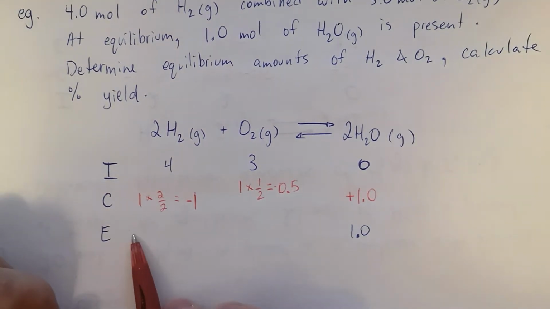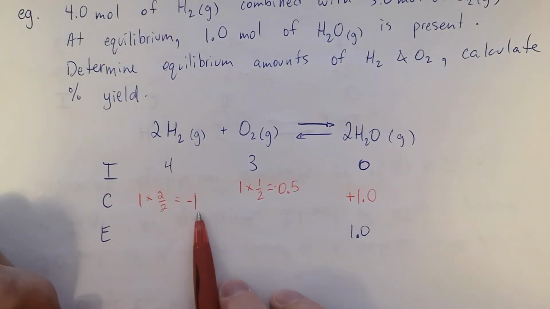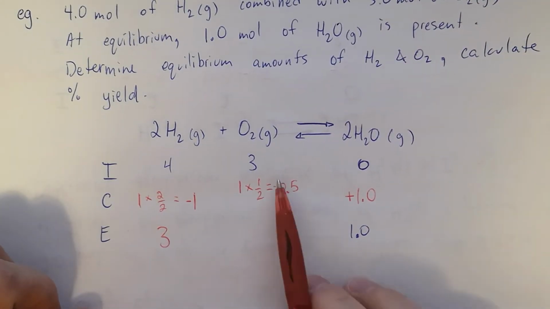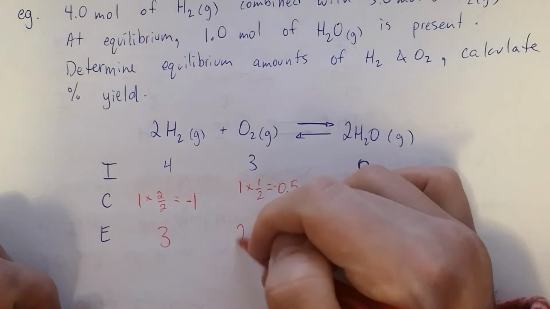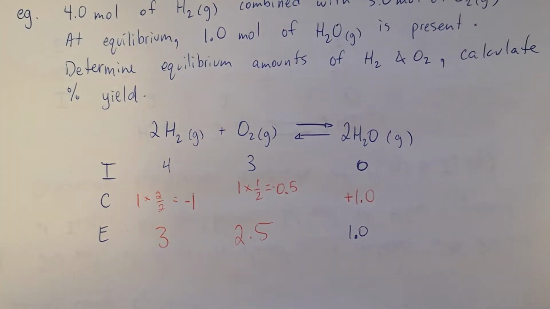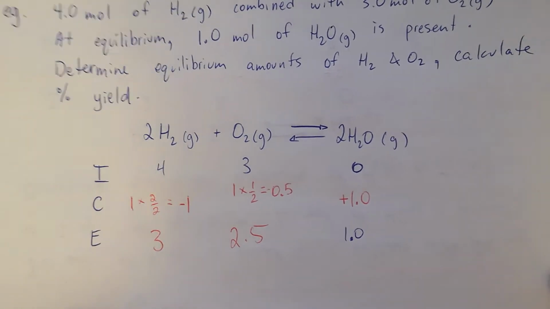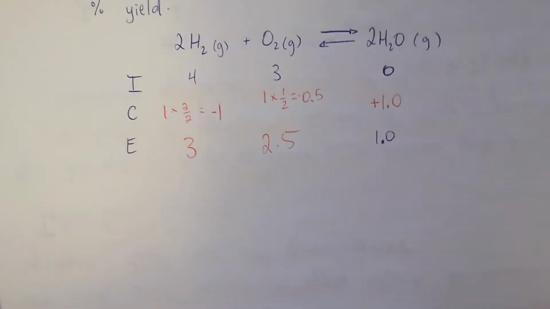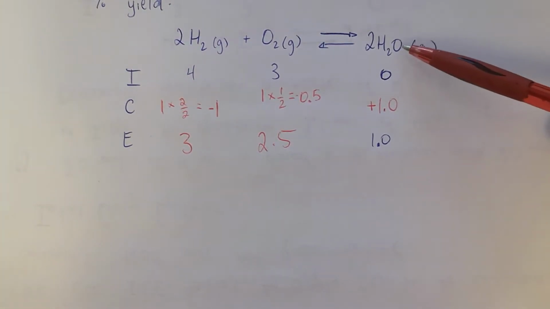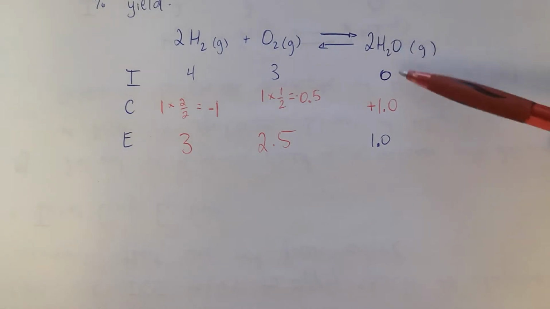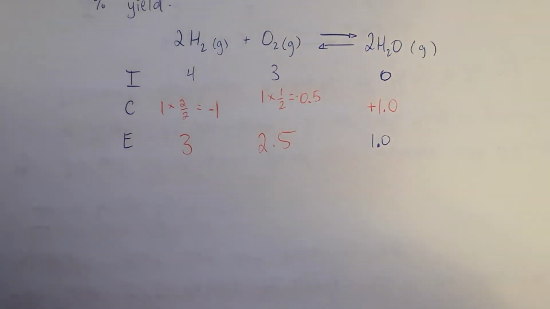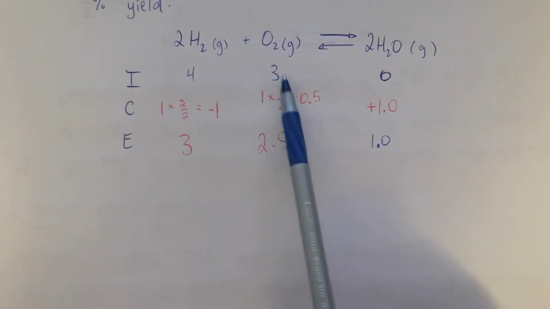Okay, get the equilibrium amounts. We do the initial minus the change. So there's going to be 3 moles of hydrogen left, and there's going to be 2.5 moles of O2 left. All right. Now I'm going to show you how to do percent yield. To do percent yield, we just need to know what the maximum amount of H2O is produced. We do the equilibrium divided by the maximum. So we need a limiting reagent here.